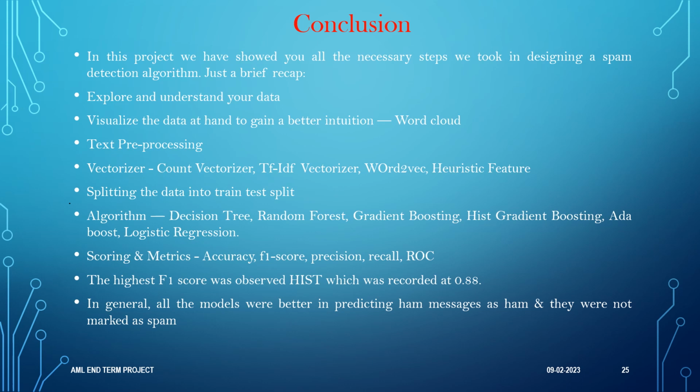The highest F1 score was observed in HIST, recorded at 0.88. In general, all the models were performing well, but HIST predicted ham messages as ham and they were not marked as spam.